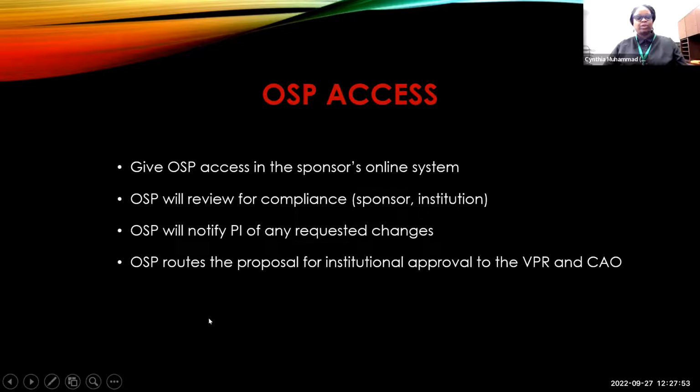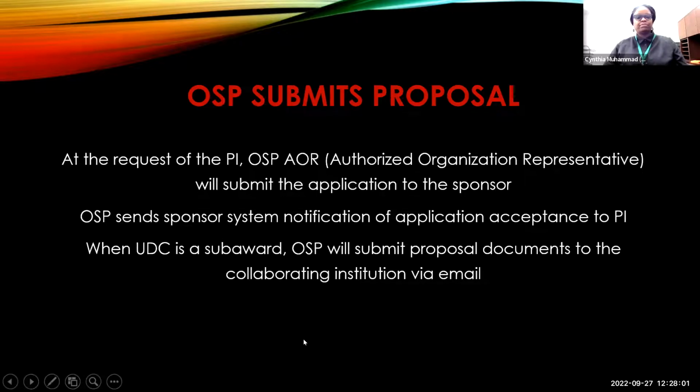From there, we will route the proposal for institutional approval from the Vice President of Research and the Chief Academic Officer. We will submit the proposal. You would have to go into the system as the principal investigator to give us the option to submit the proposal when you are satisfied, or with a lot of you, when you're at the point where you think you just need to get away from it.